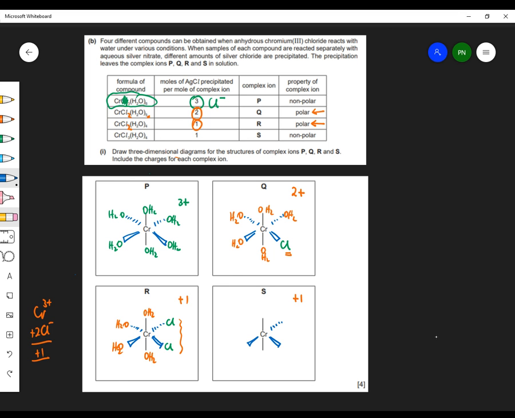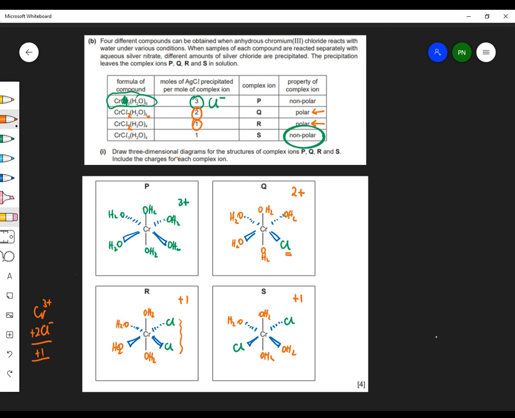We've got to draw our three-dimensional structure. Now, let me put the Cl here. It's got to be opposite, hasn't it? It's got to be exactly opposite. So the ion, the complex, is nonpolar. All right, now let me put my waters in. H2O, H2O, H2O, and H2O.